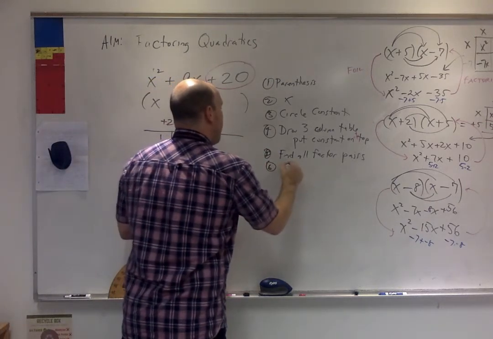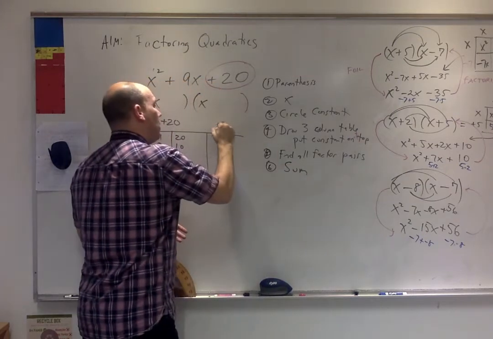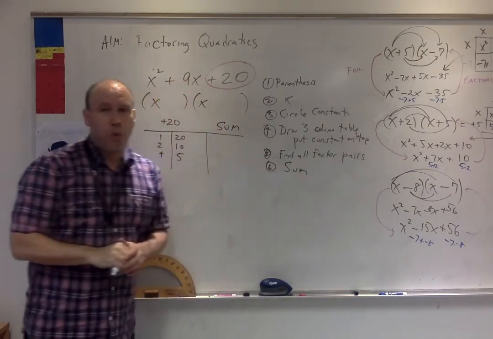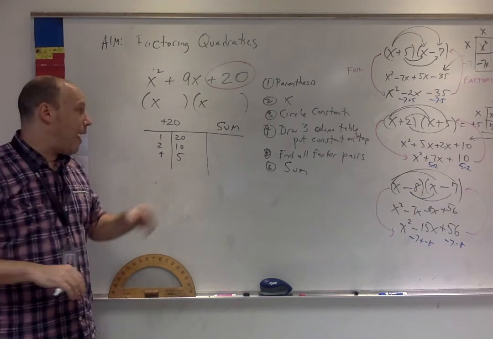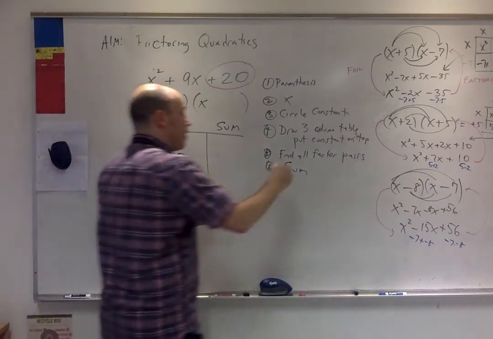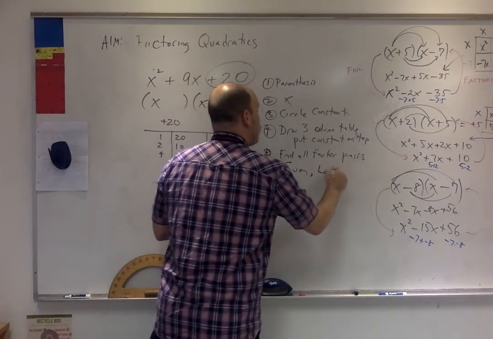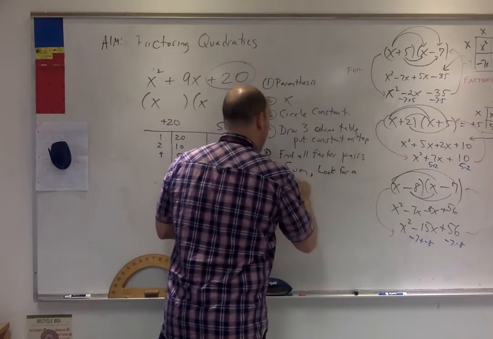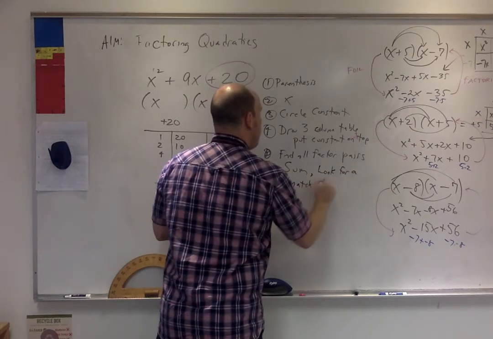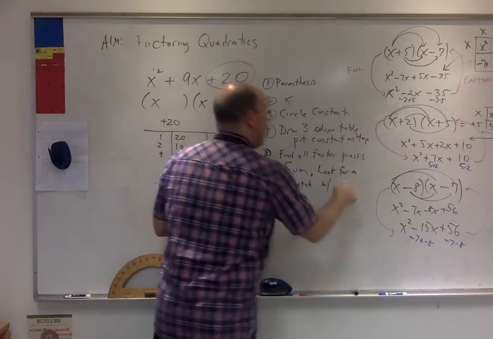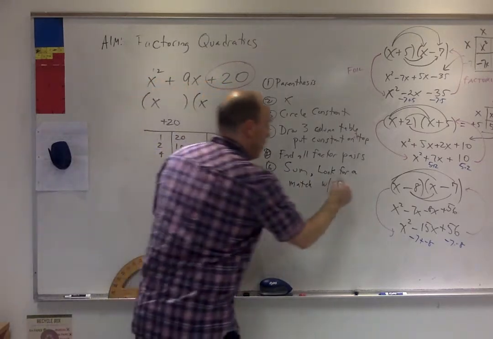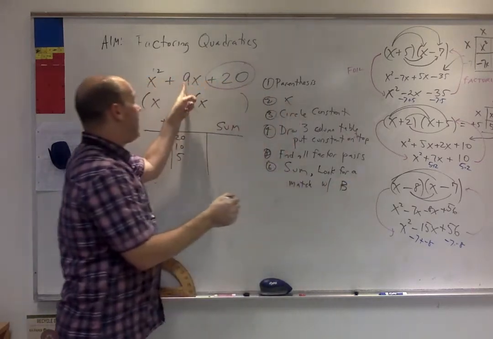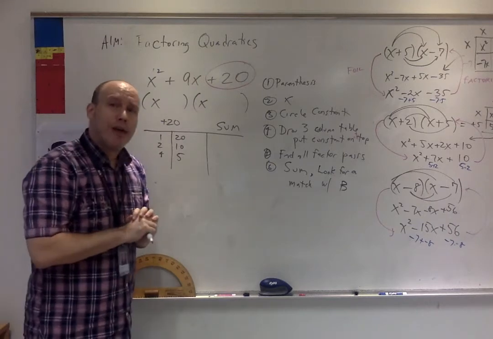In the last column, write the sum. The sum is a fancy word for adding things together, and we'll add them up. Find the sum, and then look for a match. A match with b. What am I talking about, b? The b. So let's try to find a match.